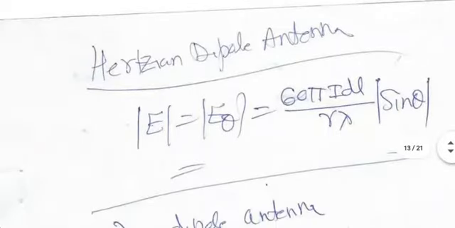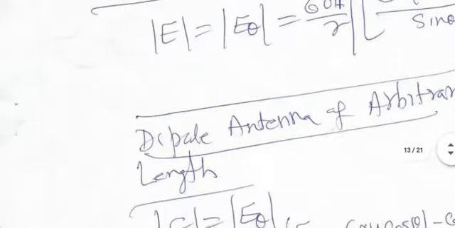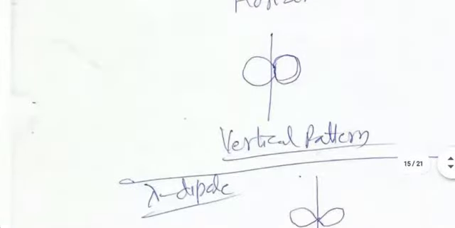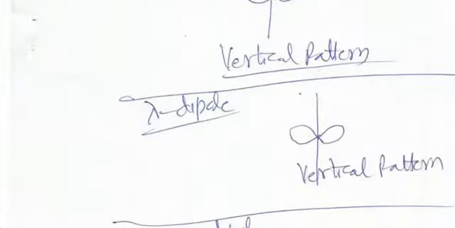Yeah, this we have seen already. Magnitude of E will depend on magnitude of sine theta. So that gives you figure of 8. We have seen all this already. So let me bypass this. Yeah, figure of 8 right here. Figure of 8 for lambda by 2 dipole also, but this figure of 8 is slightly narrower. For lambda dipole also, we see figure of 8, but even more narrow.